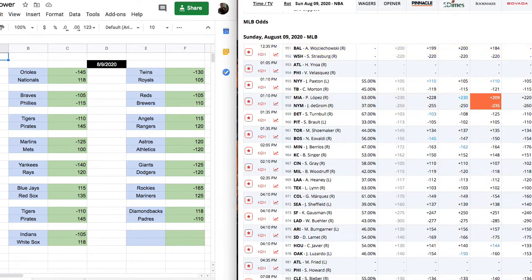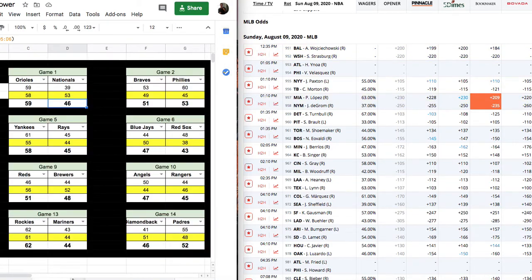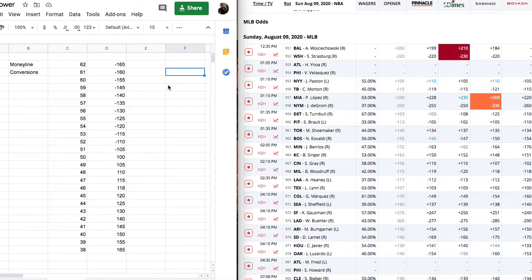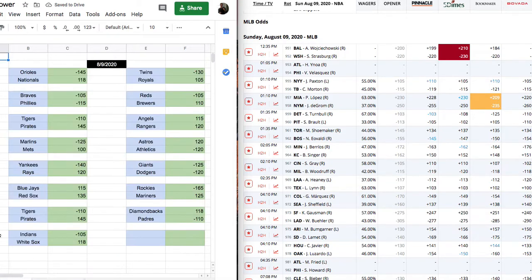So we would actually write this down. Let's put this on sheet 4. So I would write down Baltimore. Baltimore is plus 200. We just write that down like that. So there we go. That's all we're trying to do. We're not trying to figure out whether we win. We just want to find games that have value, and then we'll go back and handicap another step.